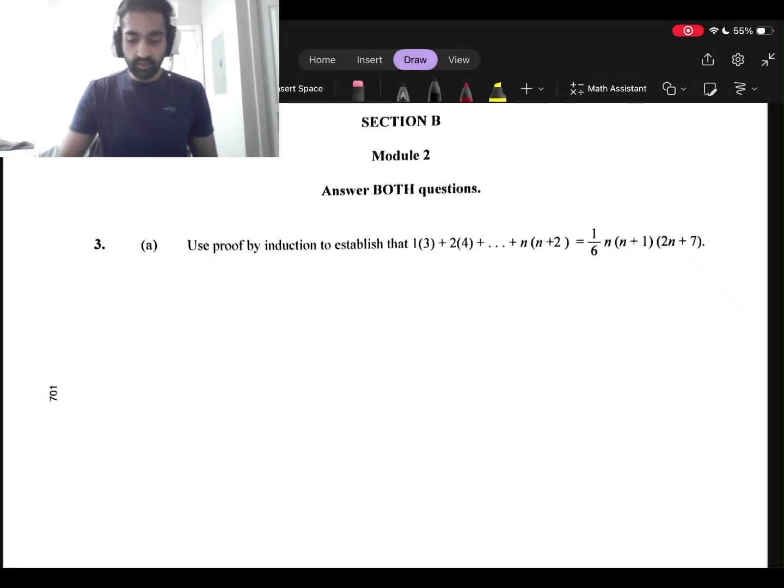Okay, the first part says use proof by induction to establish that 1 times 3 plus 2 times 4 plus dot dot dot plus n times n plus 2 is equal to 1 over 6 times n plus 1 times 2n plus 7. This is a proof by induction.